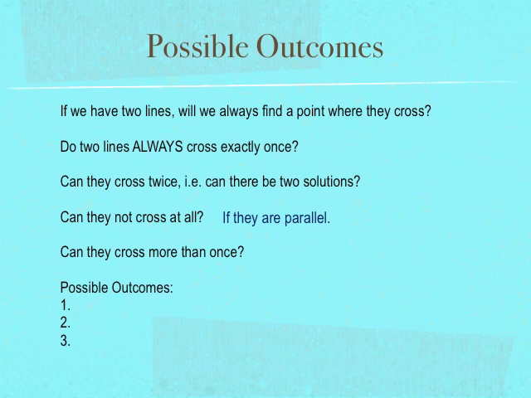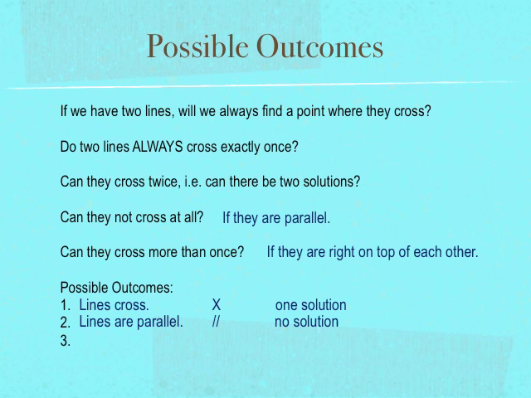Can they cross more than once? That's a different question than can they cross twice. Can they cross more than once? Yes, they can. If they're right on top of each other, they're crossing all of the time. So our possible outcomes are that our lines cross. Those are the first two examples we did. We just get an answer.